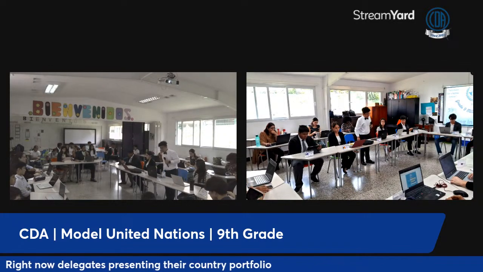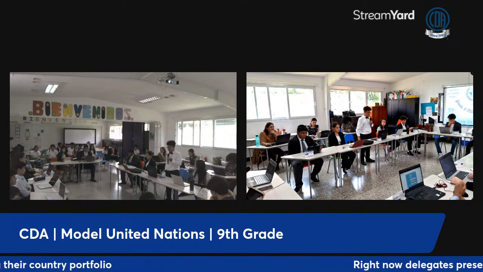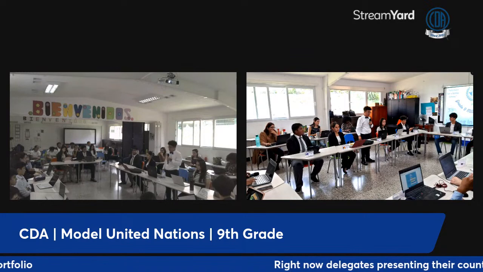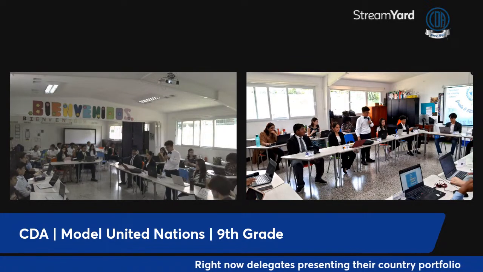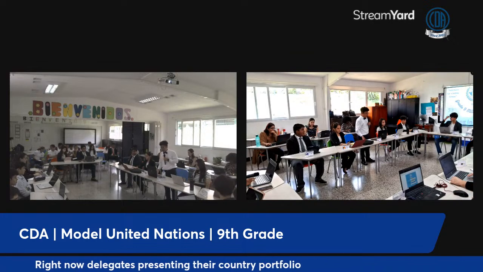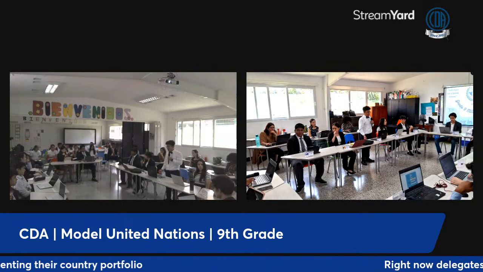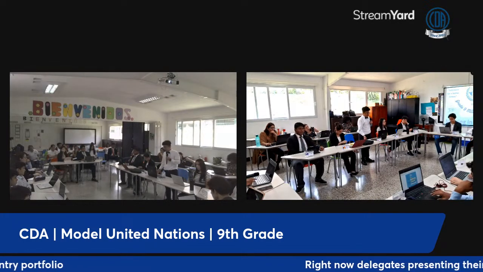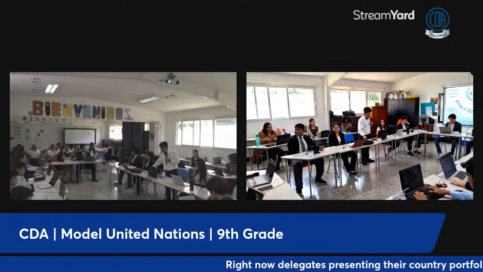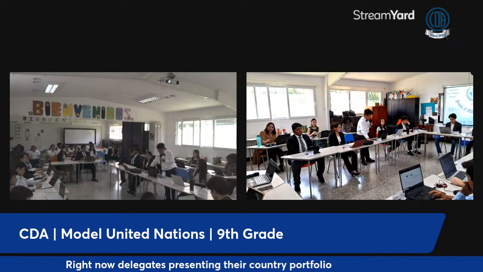Good morning. Delegate, the floor is yours. Good morning. I'm the delegate of Czech Republic. Our population is 10.51 million in 2021. It's located in Eastern Europe and has 88,862 square kilometers. Our neighboring countries are Germany, Poland, Austria, and Slovakia.